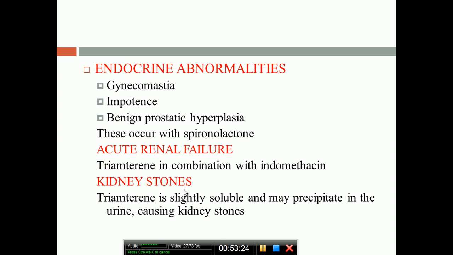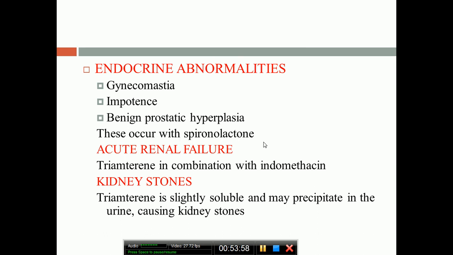Endocrine abnormalities: one class of potassium sparing diuretics is the aldosterone or mineralocorticoid antagonists, so these can cause other effects like gynecological or endocrine abnormalities such as gynecomastia. Gynecomastia is the development of male breast, along with impotence and benign prostatic hyperplasia. These effects occur with spironolactone.